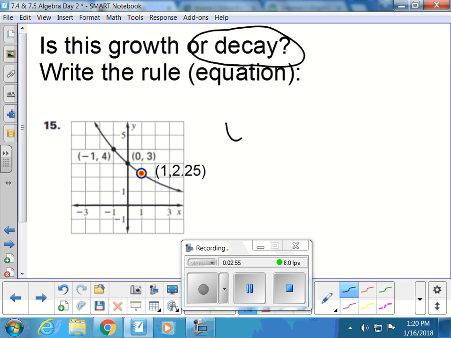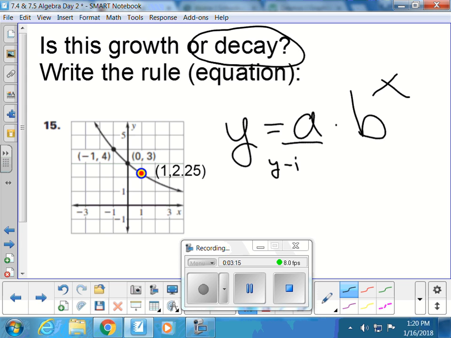Which really, it doesn't matter if it's growth or decay. This is the formula we'll be using. Decay just means that our growth factor, this guy, will be a number between 0 and 1. So it's kind of good to say to yourself, this is decay, and then check that you picked an appropriate growth factor. A is going to be your starting point.